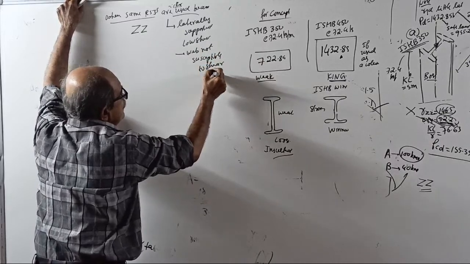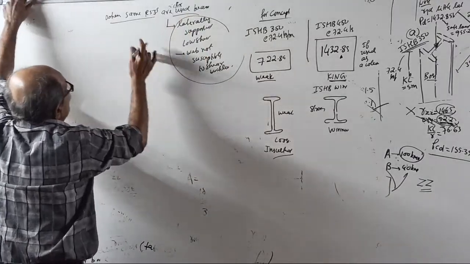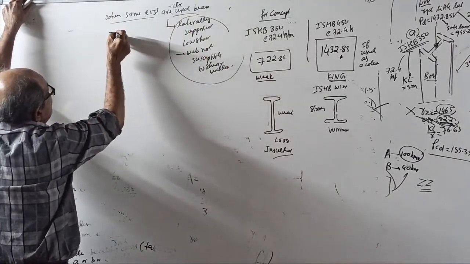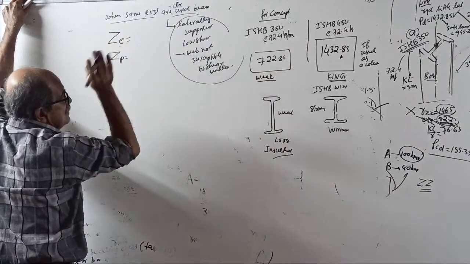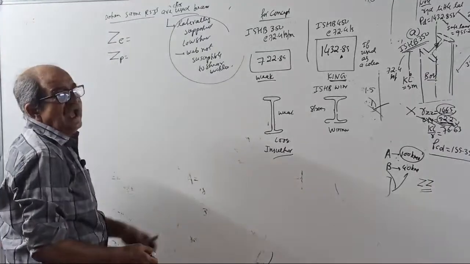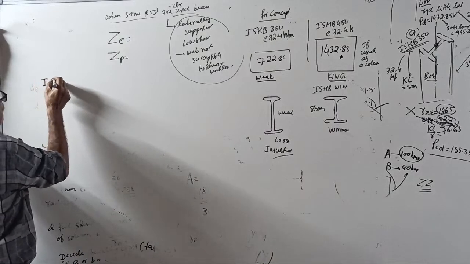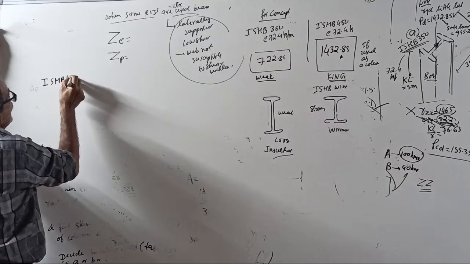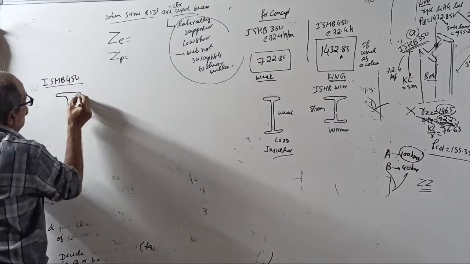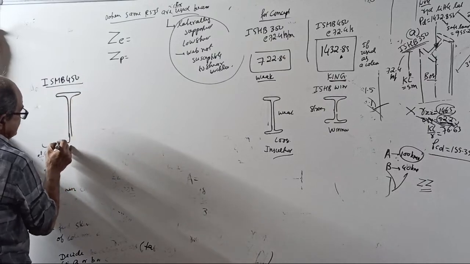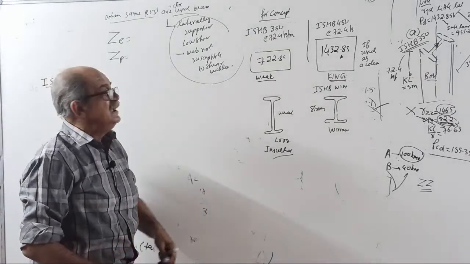These all I will explain later. You just believe me. Then you require Z elastic and Z plastic. Okay, start. If you consider ISMB 450 as a beam, not column. ISMB 450 got royally beaten by column. It is thrown outside. It got insulted.